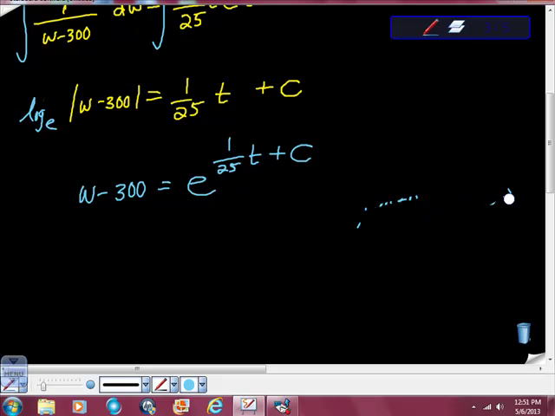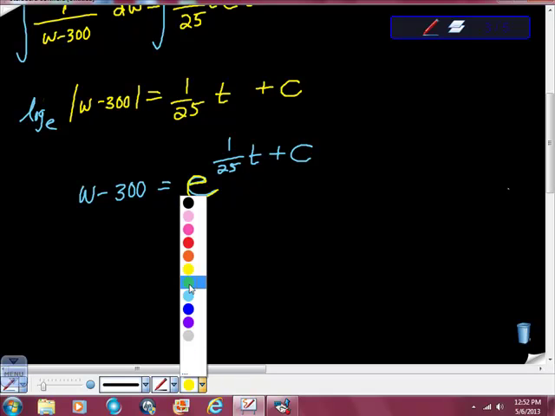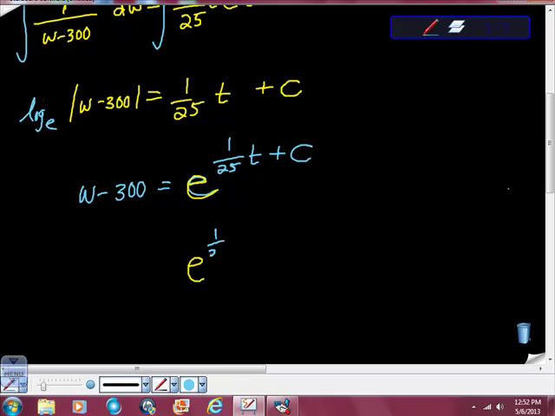But you have to think that way, because now I'm going to look at this e right here, and I'm going to say, you know what? This is the same as e to the 1/25th t power times e to the c power. Isn't that right? Because if I multiply these two things, I get this thing back, don't I? And that's going to be really helpful in just a minute. So I'm just going to keep my math going a little bit longer if you don't mind.